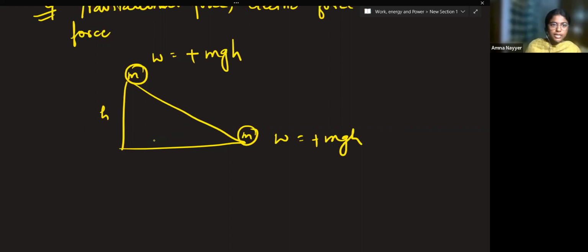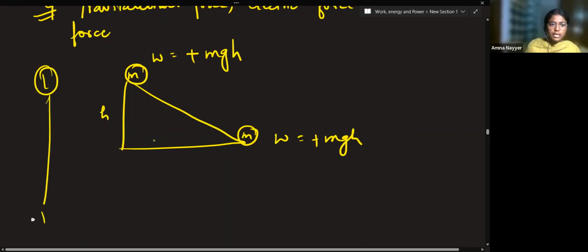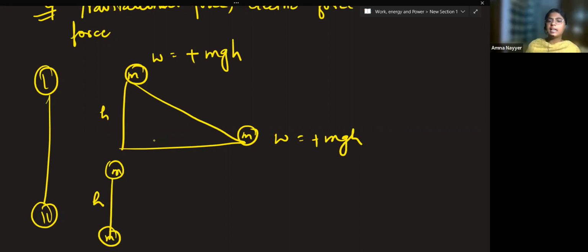This is one case. Now see, another same case. If the ball goes to this point and height is exactly h, here also work done will be mgh only. What did I say? It does not depend upon the path that has been traveled, whether it's on an inclined plane or on a plane path. So in both the cases, your work done will be the same.